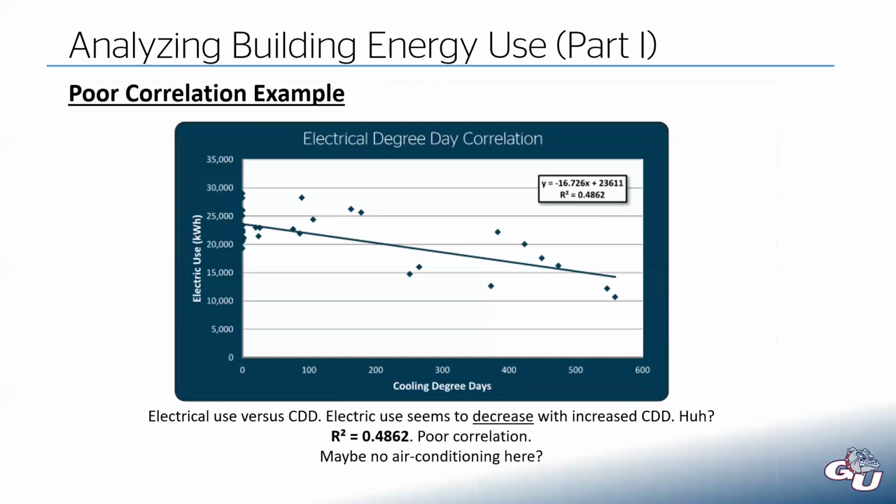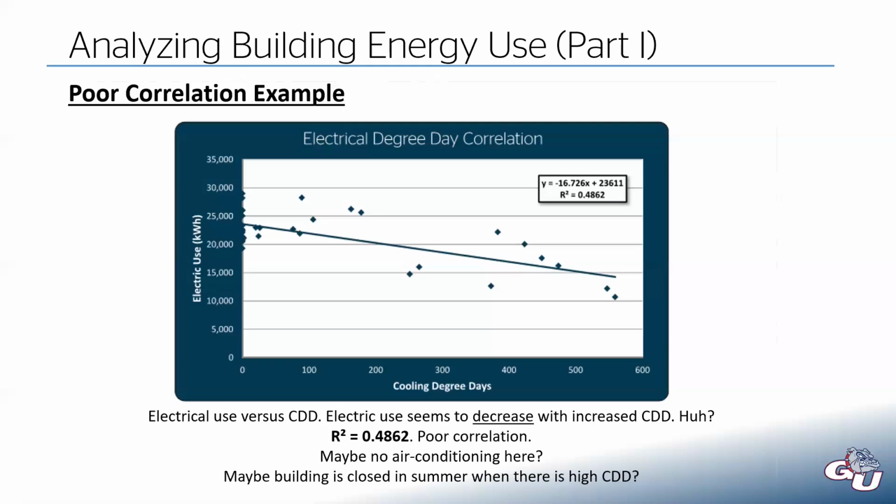So one reason why this might be the case, maybe there's no air conditioning. That wouldn't explain the decrease in use, but it would explain why there's no increase. Or maybe the building's closed in the summer when there's high cooling degree days. So maybe they have air conditioning, but the building's closed, meaning all the other uses for lighting and computers, all of that actually goes down. And maybe that's why there's a decrease.